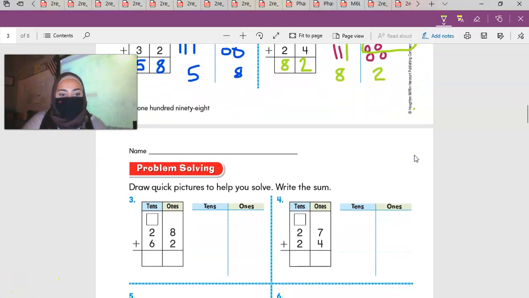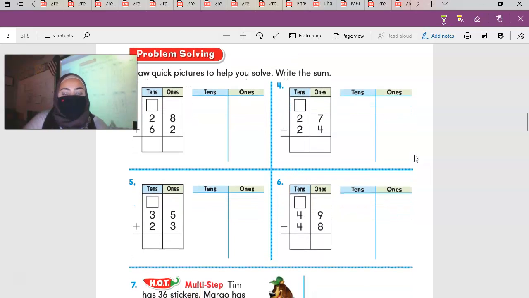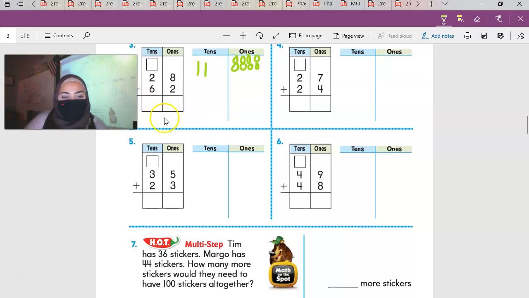Okay, moving on. Let's look at the next problems. Number 3, it says 28 plus 62. So I'm going to draw 2 10s for 28 and then 8 ones, 1, 2, 3, 4, 5, 6, 7, 8. And then I'm going to draw 6 10s for 62, 1, 2, 3, 4, 5, 6. And then I'm going to draw 2 1s. Now I'm going to try to make a 10. We have 8, and then I have 2 here. That makes 10. 8, 9, 10.